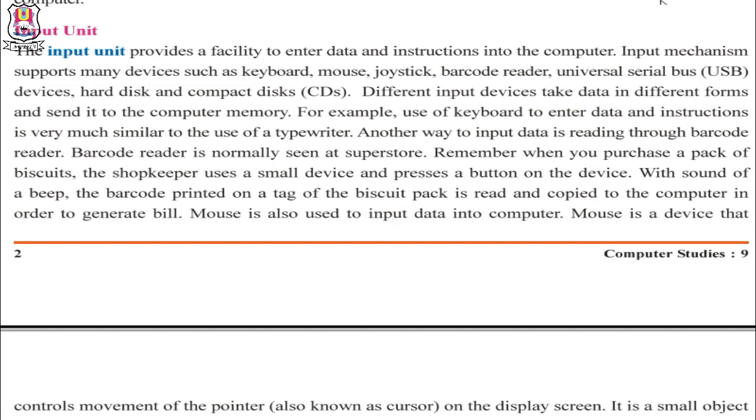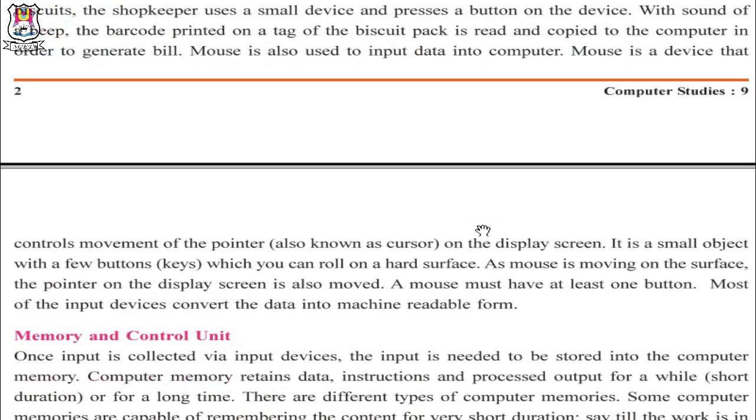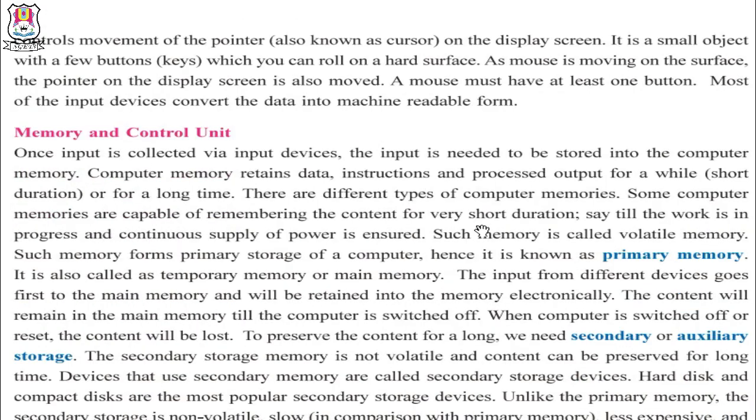Mouse is also used to input data into a computer. Mouse is a device that controls the movement of the pointer, also known as the cursor, on the display screen. It is a small object with a few buttons, or keys, which you can roll on a hard surface. As the mouse moves on the surface, the pointer on the display screen also moves. A mouse must have at least one button. Most of the input devices convert the data into machine-readable form.